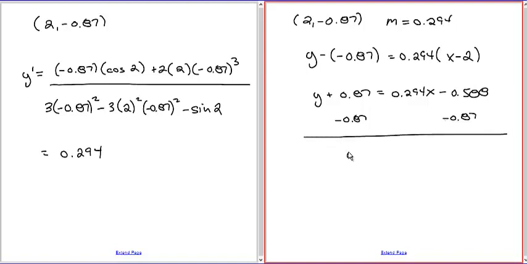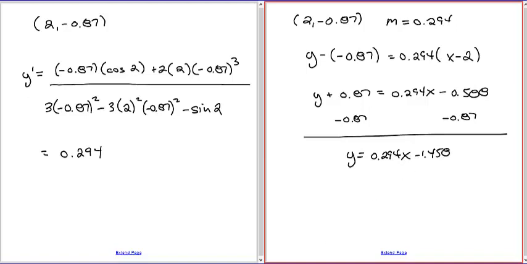So you get the equation in slope-intercept form. So 0.588 minus 0.87. Something's wrong there. Oh yeah, negative 0.588 minus 0.87 is negative 1.458. So that's the equation.